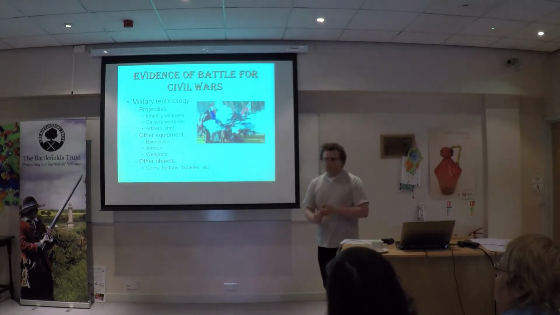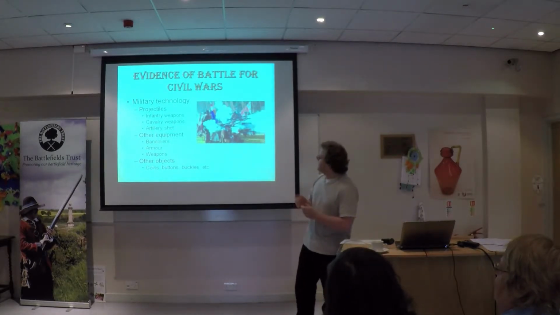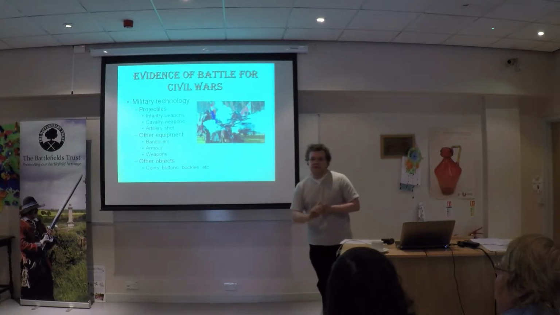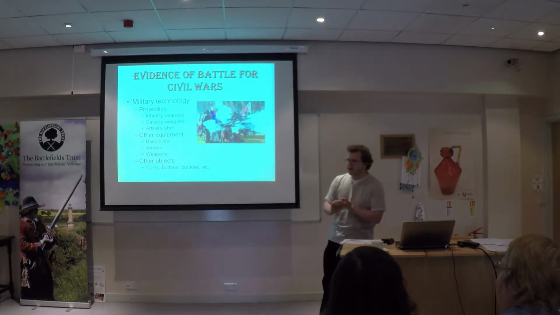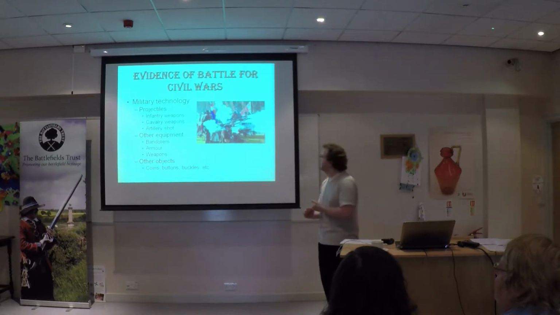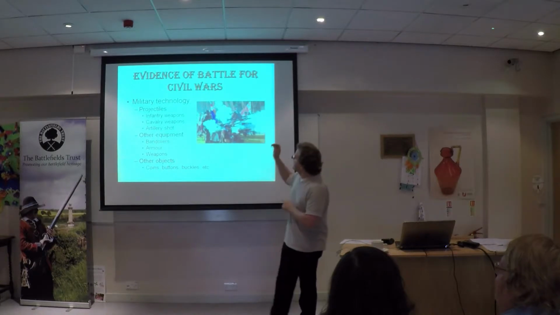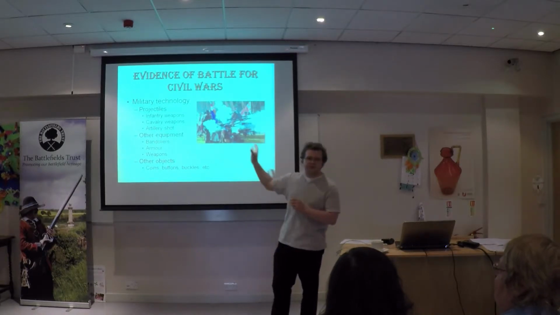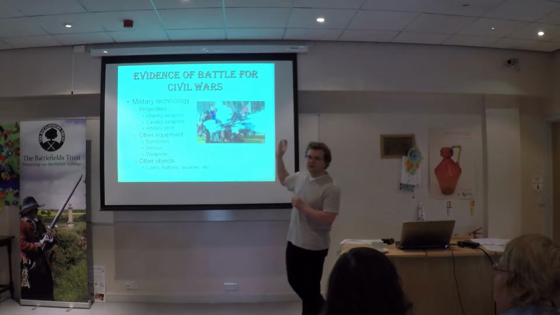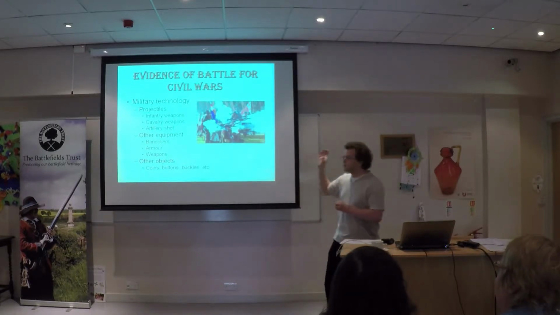So, what is the evidence of battle for the civil wars? Well, in order to understand that, we have to understand the military technology, and there's a benefit to this period in that there is a great deal more material culture for early modern battlefields than there are for medieval battlefields, and this comes down to the technology itself. The principal finds that we find on the battlefield are projectiles. You don't get a lot of this for the medieval period. It's a lot of hand-to-hand fighting.